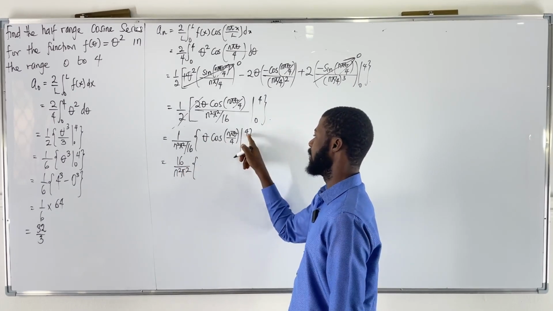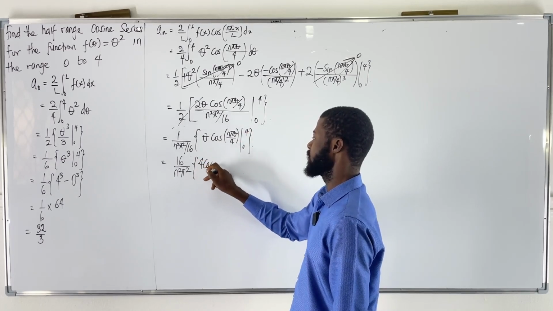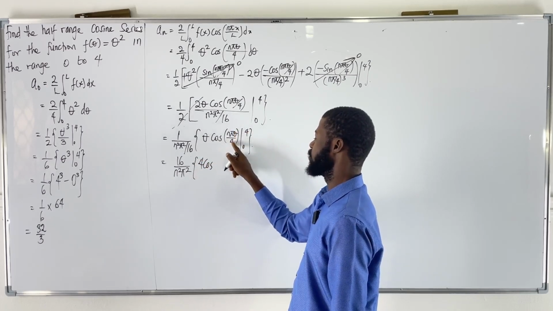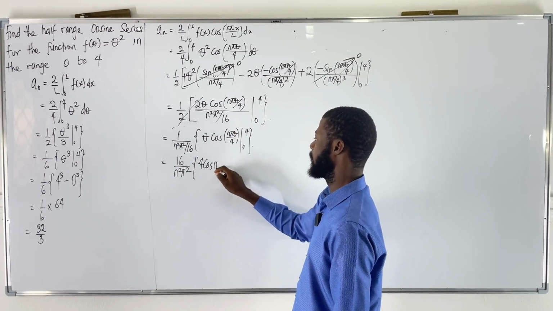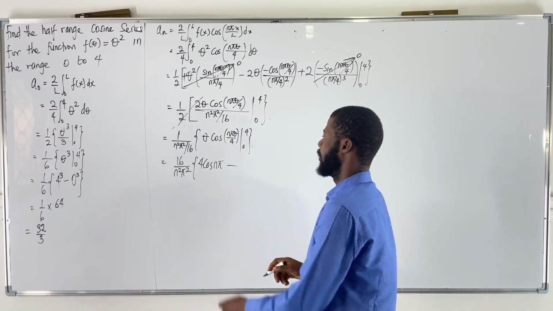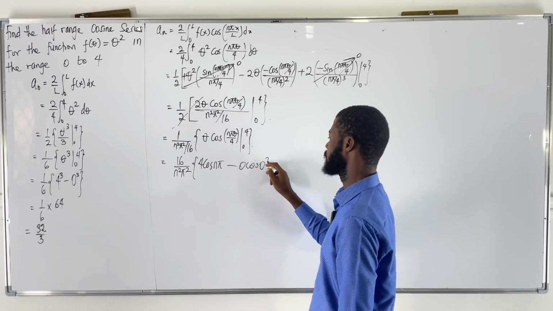But let us put in our limits now. So this theta will become 4. So this will be 4 cos, 4 over 4 is 1 because theta is 4. So this will be 4 over 4, which is 1. 1 times n pi is n pi, minus theta again. This will be 0 cos 0.